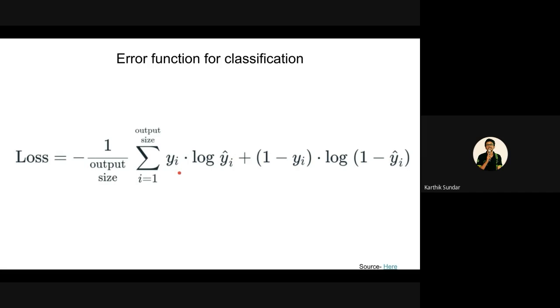Let's say your actual class output is 1. When your actual class output is 1, this particular term will drop to 0, because 1 minus y is 1 minus 1, which is 0. So this particular term will drop off, and all that will remain is this particular term. So when y equals 1, the error will be log y.